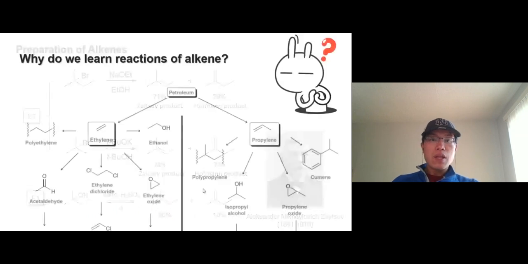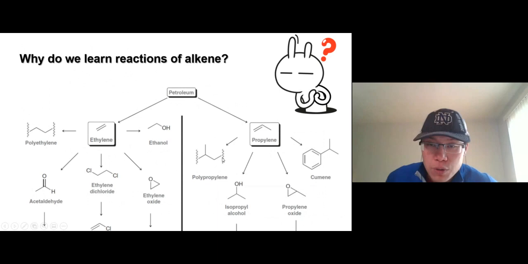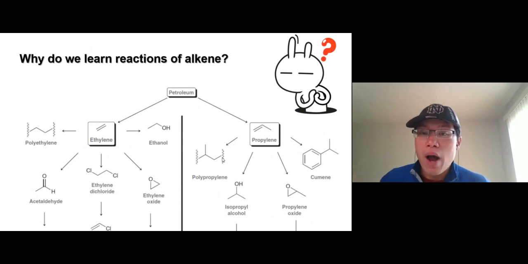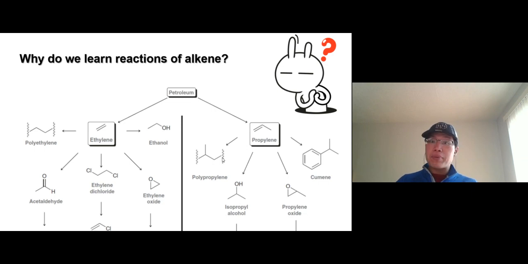All right. And why do we learn reactions of alkenes? Why is alkene important? Alkene is one of the precursors to make other compounds and other functional groups. So you're going to learn this in synthesis later at the very end, all right? From petroleum, that's where we get alkene from. So from ethylene, you can make ethanol, you can make polymers. We can make ethylene dichloride, epoxide, ethylene oxide right here.